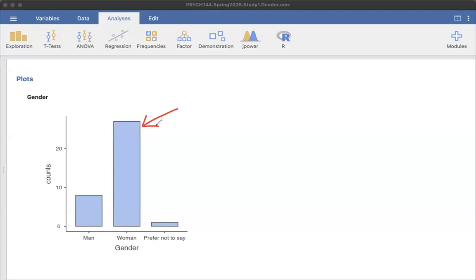So this tallest category, that's going to be our mode. And we have counts here, but this is the same thing as saying frequency. So this is our frequency here. So we can see that our mode equals woman, our most frequent category. And this is just a way for us to graphically represent the difference across these categories as far as how many people identify for each group.